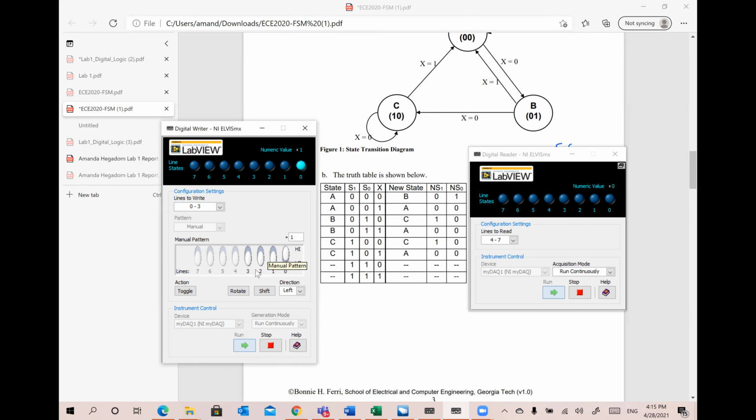Here, any state with an input of 1 leads to state A. State A with an input of 0 leads to B, B with an input of 0 leads to C, and C stays at C. We know that our circuit is correct because our state table matches our truth table.